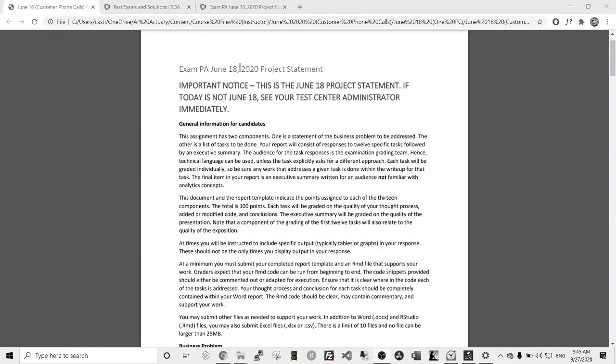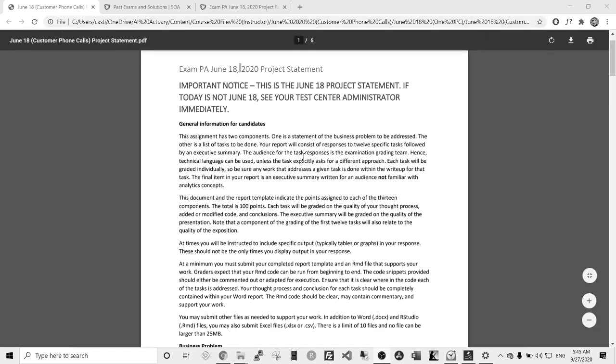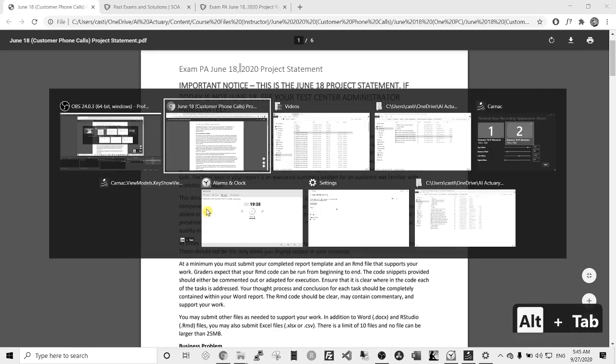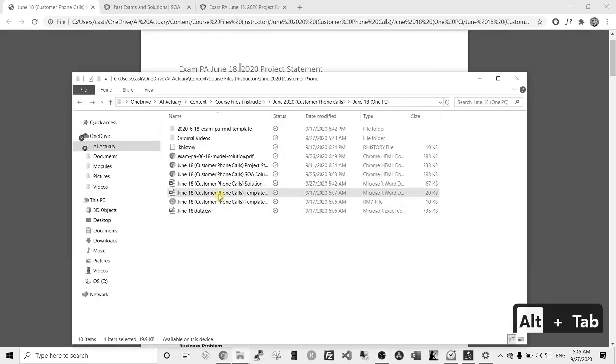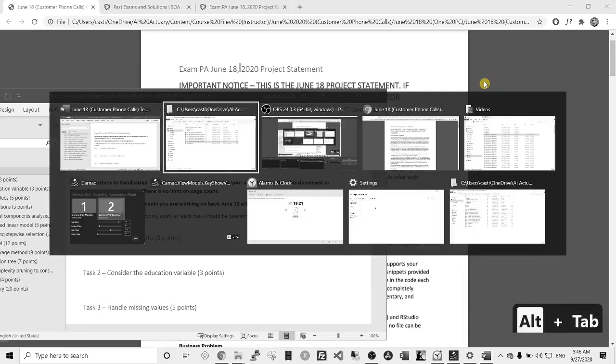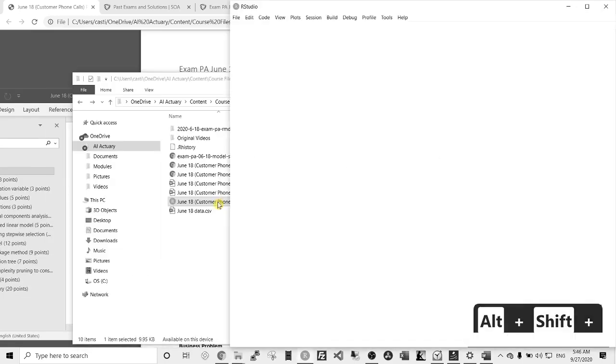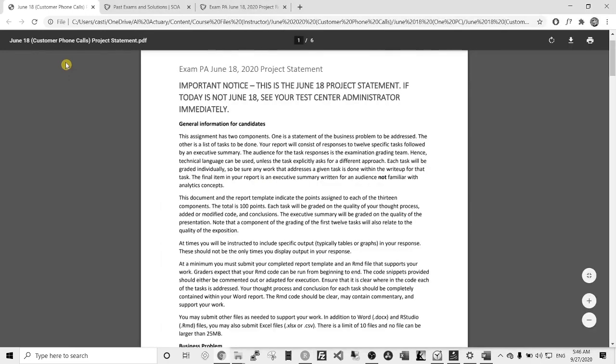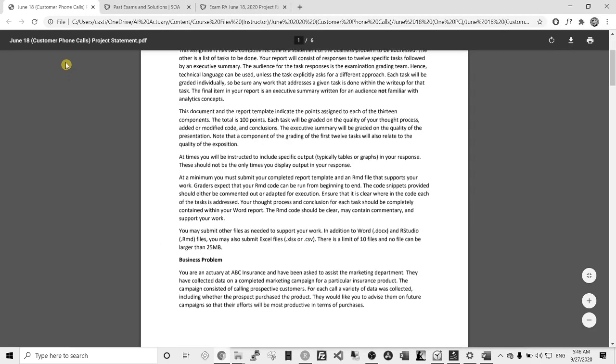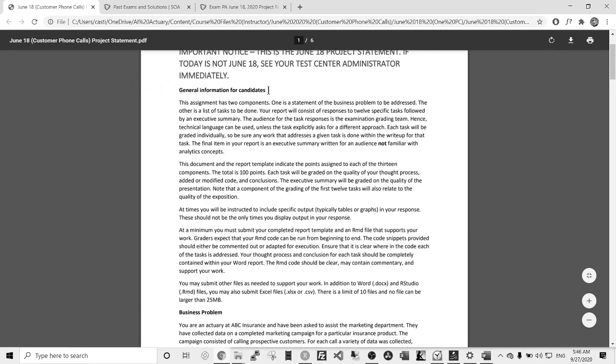In this video, we'll be going through the solution to the June 18th, 2020 exam PA. To begin, you'll need the project statement. You'll also need the Word document and the RStudio template. I'll arrange these so that I have them both on the same screen. And to begin, I will just read through the entire project statement quickly. I'll skip over this general information for candidates because you have seen it before.